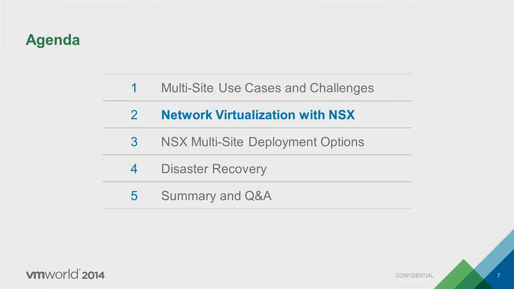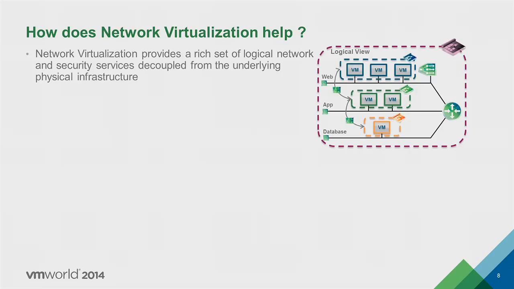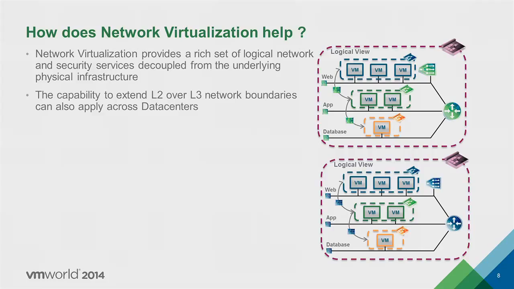So that's the background and use cases. Now I want to talk about network virtualization and whether it helps this landscape at all. Network virtualization provides a rich set of logical network and security services decoupled from the underlying physical infrastructure. Some of the services include layer 2, layer 3, NAT, firewall, load balancing, VPN, quality of service, really all of the services that you expect from a network are faithfully reproduced in a logical space, as you can see. And this can be deployed on demand as required also. This capability to extend layer 2 over layer 3 network boundaries can also apply across data centers.